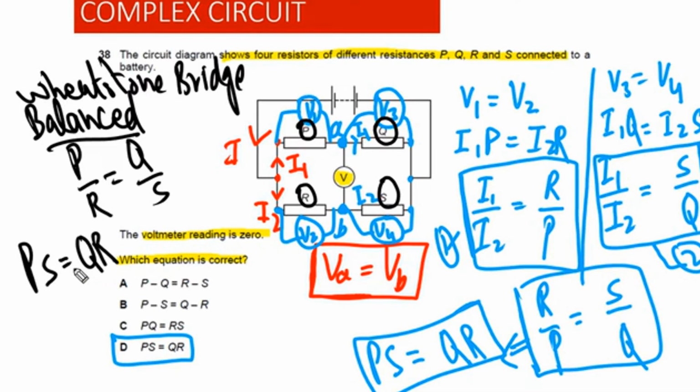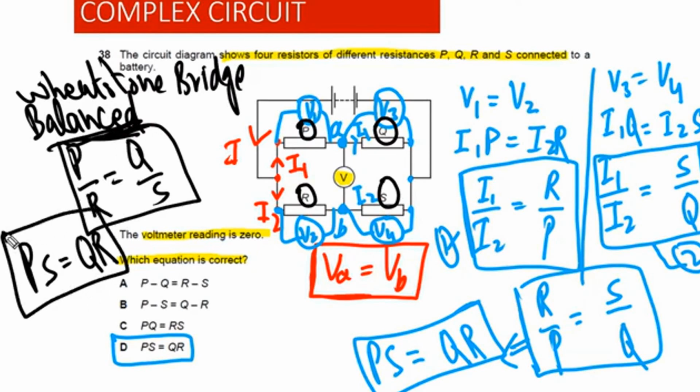So next time, if you can identify a Wheatstone bridge circuit and check whether it is balanced or not, if it is balanced, then you can simply use this ratio method and find your answer. This is a shortcut method.